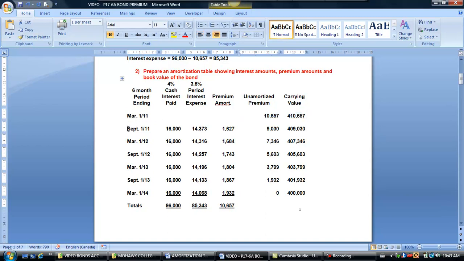Now, on September the 1st, that's the end of our first interest payment period, or interest period. So now we're going to pay at September the 1st, $16,000 in interest. We're going to book interest expense of $14,373.